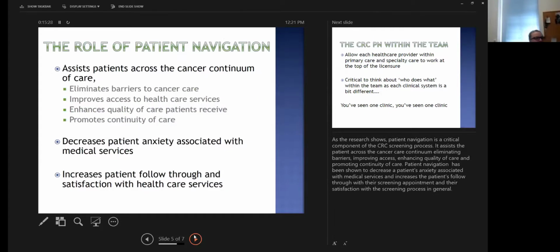So when we really talk about the role of the patient navigator, we really think about, and I focused on this again, the elimination of barriers to cancer screening, improved access to health systems, enhancing the quality of patient care that's received, and promoting continuity of care.